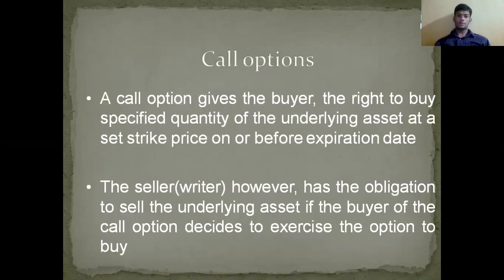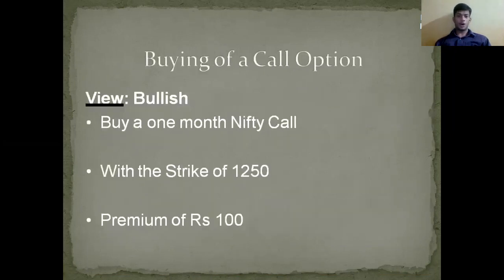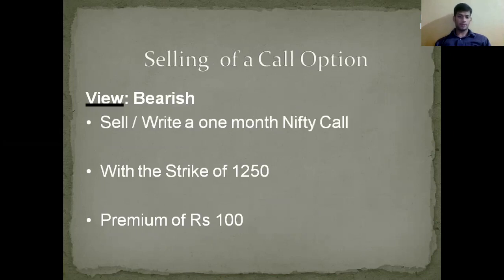Call option. A call option gives the right to buy a specified quantity of the underlying asset at the set strike price on or before the expiry date. Before the expiry date, the call option means the option that you can call on your seller before expiry date. The seller, however, has the obligation to sell the underlying asset. Buying a call option: buying a one-month Nifty call with a strike of rupees 1250, premium is 100 rupees.